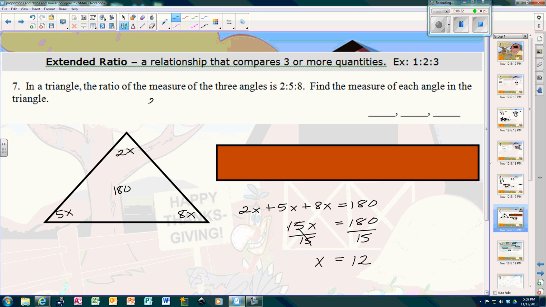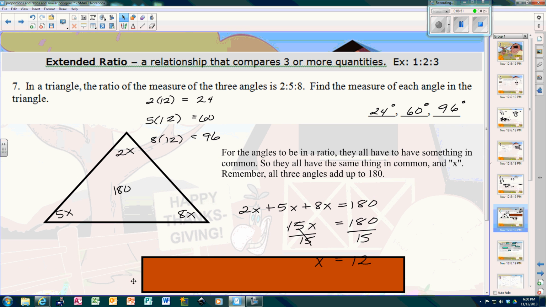So now that I know that x is 12, all I got to do is go back over here and plug it in. 2 times 12, 5 times 12, and 8 times 12. And now I can find the measure of each angle. 2 times 12 is 24, so one angle is 24 degrees. 5 times 12 is 60, so one angle is 60 degrees. And 8 times 12 is 96, so the other angle is 96 degrees. So that's how you do those.